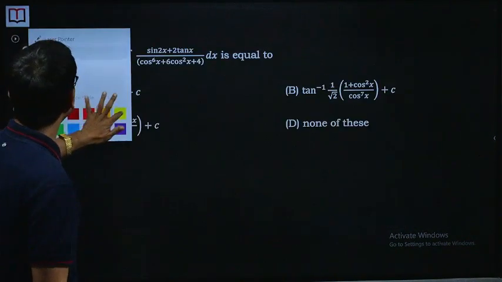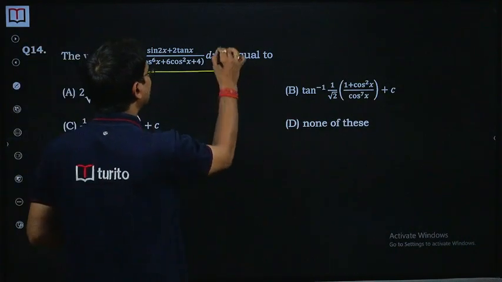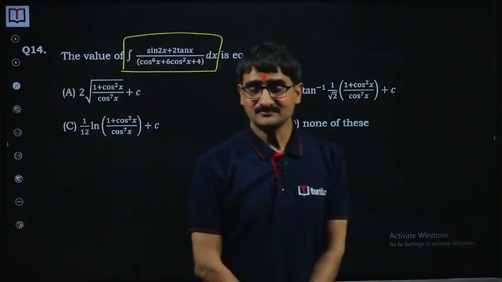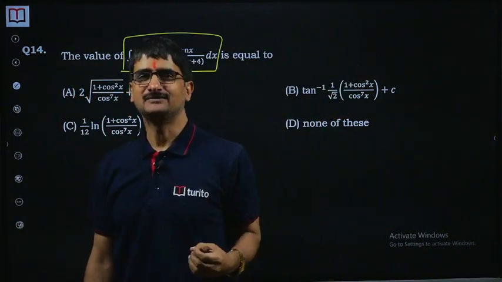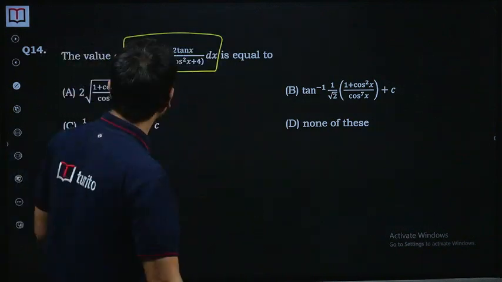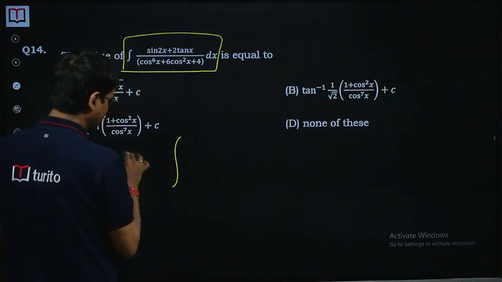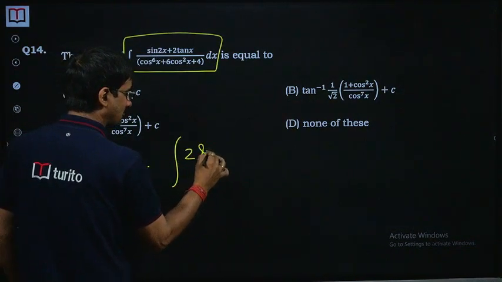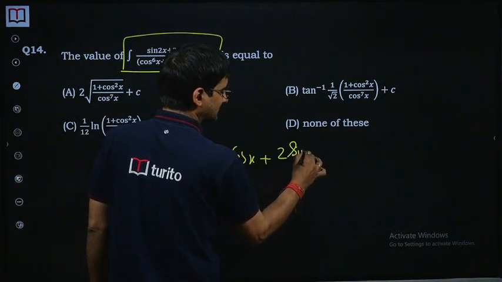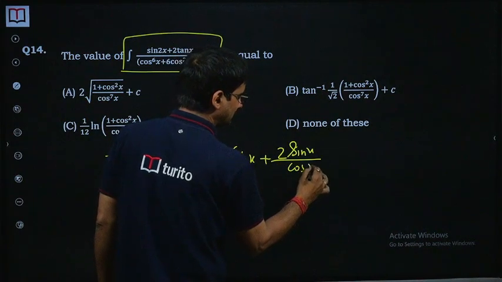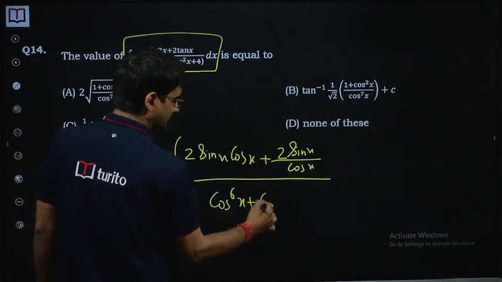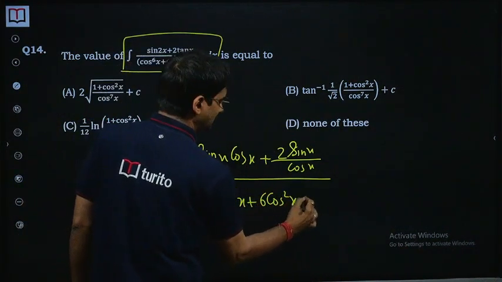Moving to question number 14 here, the value of this integral. Say here again, the first thing which we will try is, again, see, what I tried was convert it into sine and cos here. So I wrote sine 2x as 2 sine x cos x plus 2 sine x by cos x, then that. And then in the denominator we already have everything in terms of cos, so no need to further simplify it.